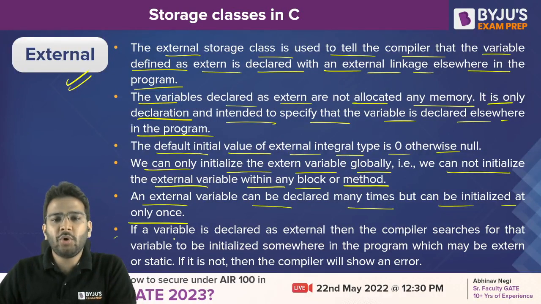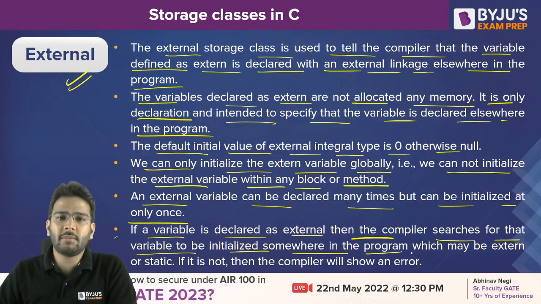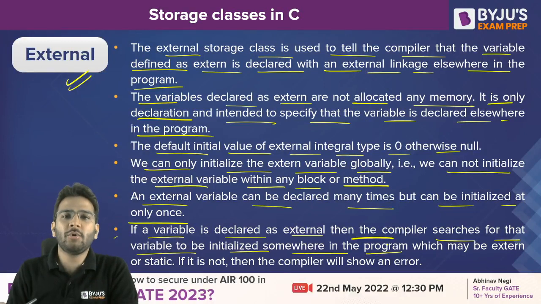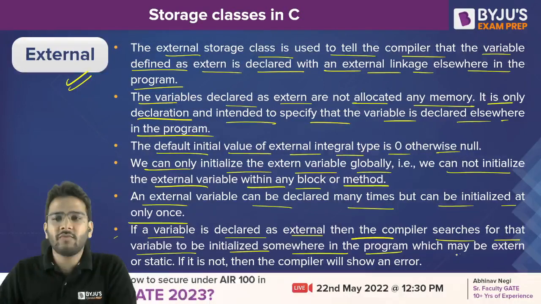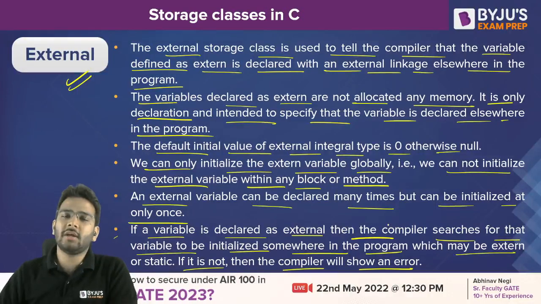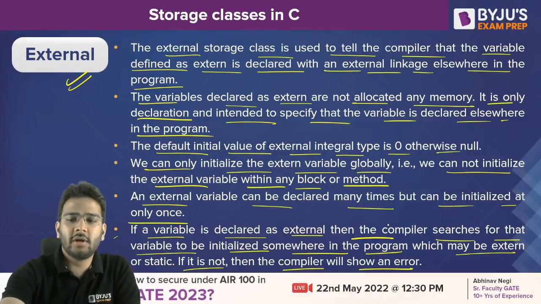Clear? The last point is if a variable is declared as extern, then the compiler searches for that variable to be initialized somewhere in the program. So it is going to search the entire program for where it is initialized, which may be extern or static. If it is not, then the compiler will show an error. If it is not initialized, it will throw an error.